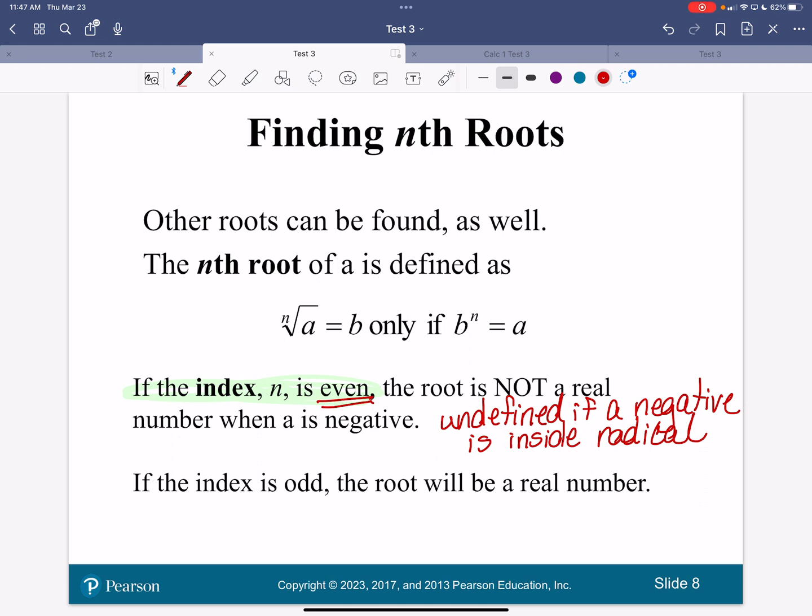If the index is odd, the root will be a real number. So that means negatives are okay inside the radical. Very often students will look at a radical, they'll see there's a negative value in there, and they'll immediately say no solution, not thinking that it's a cube root or 5th root or 7th root. Okay?